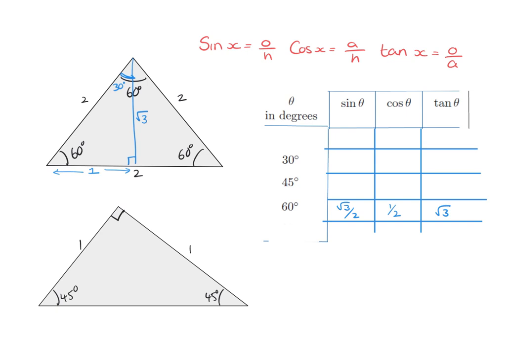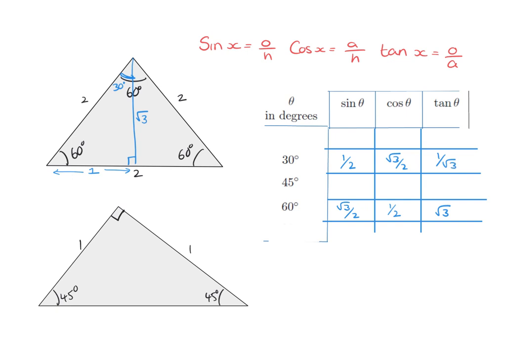Now we can do the same for the 30-degree angle. So for 30 degrees, my opposite is 1 and my hypotenuse is 2. So sine 30 is a half. For 30 degrees, the adjacent is root 3 and the hypotenuse is 2. So that's root 3 over 2. And then for tan, we have opposite over adjacent. So that's going to be 1 over root 3.